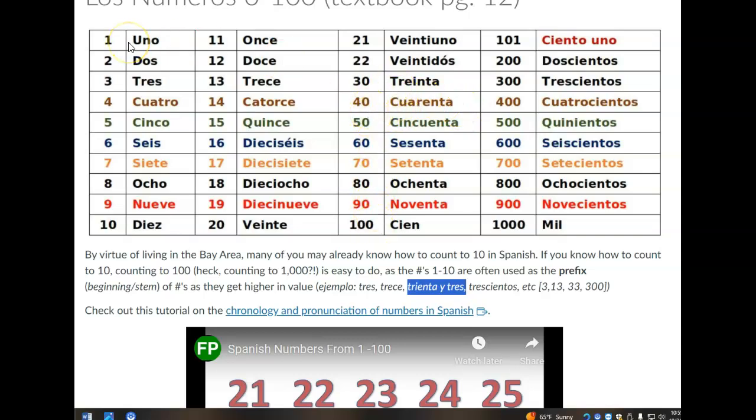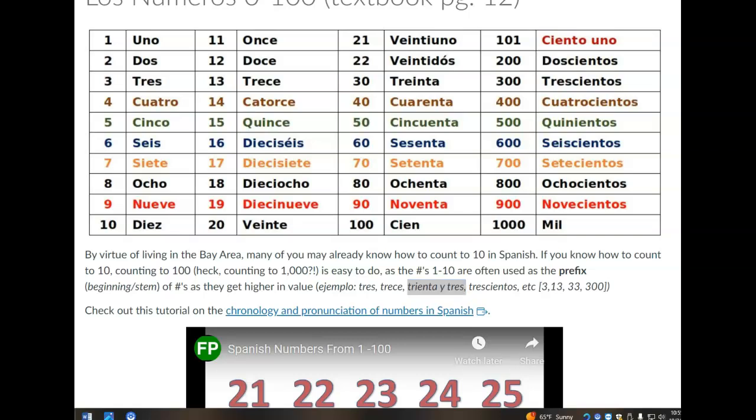41, 42, 43, 44, 45, etc. All the way up to 99, which would be noventa y nueve. All the way up to 100, all the way up to 1000. That's how the tens and the ones places are counted in Spanish.